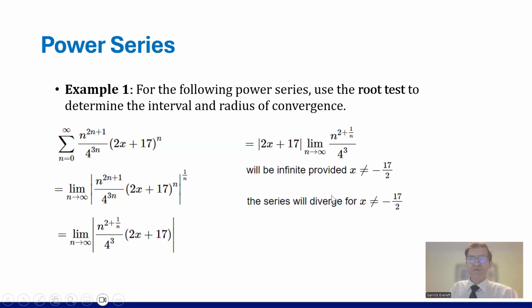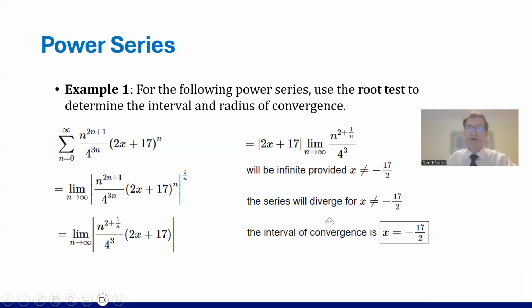And the series will diverge, because it's infinite, obviously. It will diverge for x not equal to minus 17 on 2. So therefore, it's divergence there. But once it's here, then it's going to converge. So the interval of convergence isn't really an interval in this instance. It's just the exact point. The interval of convergence is going to be one single point.